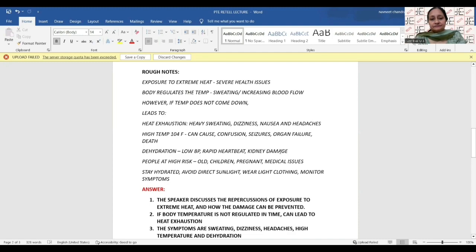That's correct. Vulnerable groups such as the elderly, children, pregnant women, and people with certain medical conditions such as heart disease are at greater risk of the harmful effects of extreme heat. To prevent these effects, it is important to stay hydrated, avoid direct sunlight during the hottest parts of the day, wear loose and lightweight clothing, and stay in air-conditioned environments when possible. Yes, and it's also essential to monitor the symptoms of heat exhaustion, such as heavy sweating, fatigue, muscle cramps. If someone is experiencing these symptoms, it's important to get them to a cooler place and provide fluids and rest. If the symptoms worsen or if heat stroke is suspected, it's important to seek medical attention immediately.